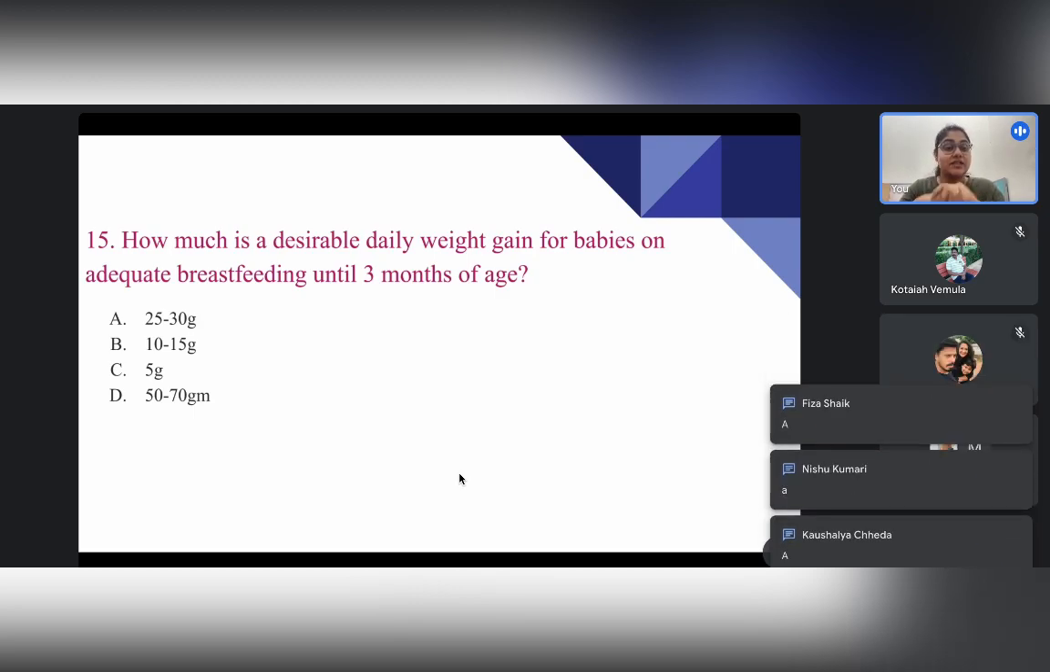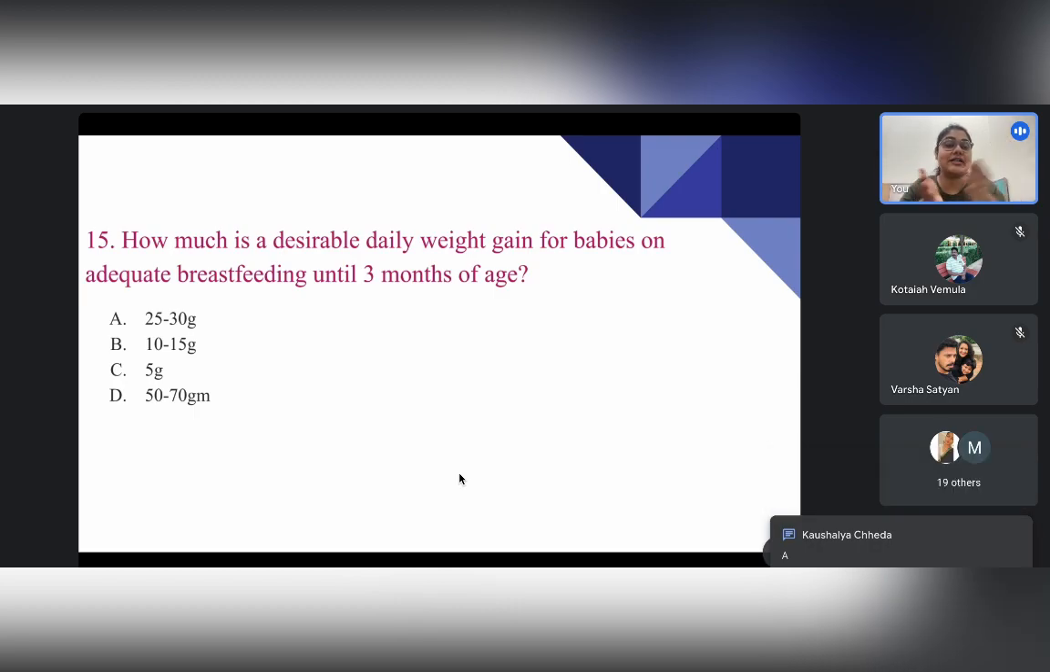As we have just discussed, it is very important that till 6 months of age it is an exclusive breastfeeding period, right? So the mother should give breast milk to the child till 6 months of age. And this is very important so that the child is able to get the proper weight and the proper development in the initial stages.